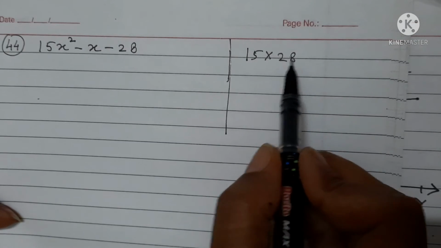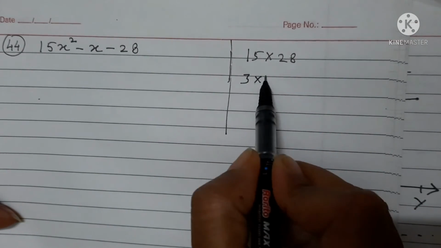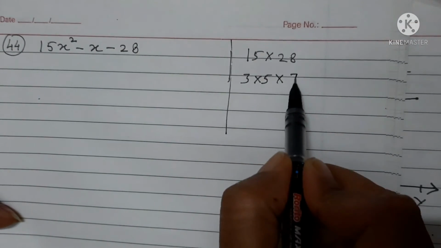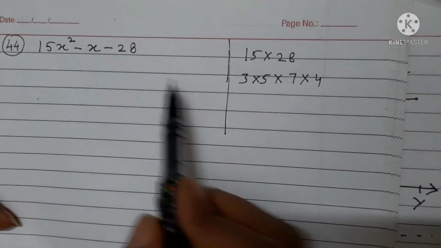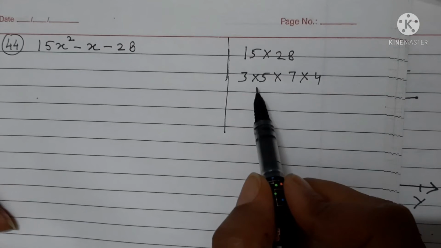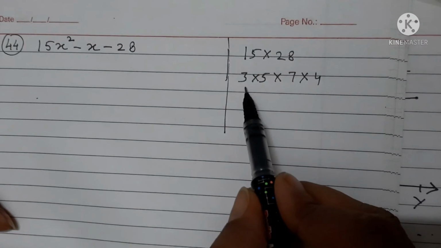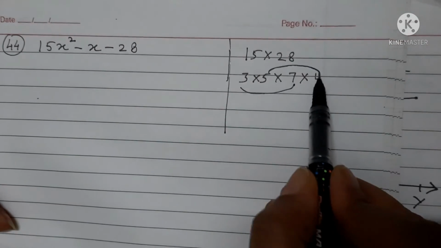So 15 into 28, you can write 3 into 5, 3 5s are 15, and 7 4s are 28. Now make pairs, so you can get 2 parts, 7 3s are 21 and 5 4s are 20.